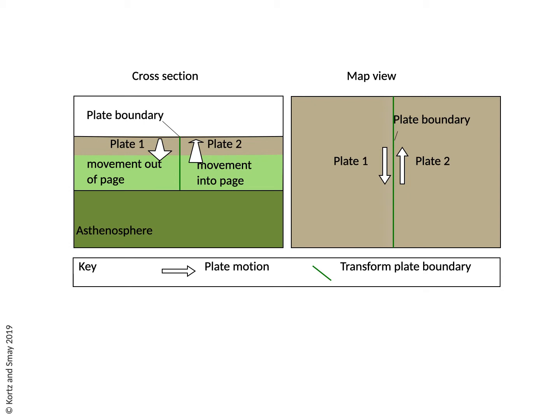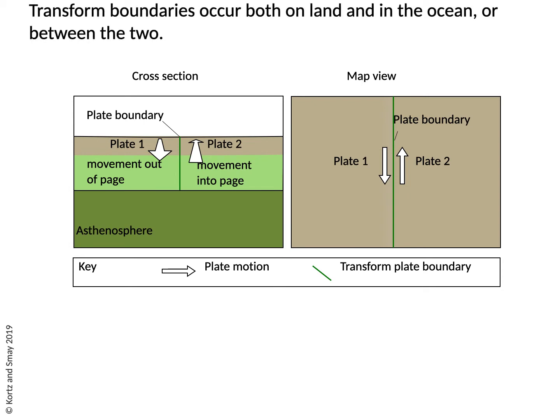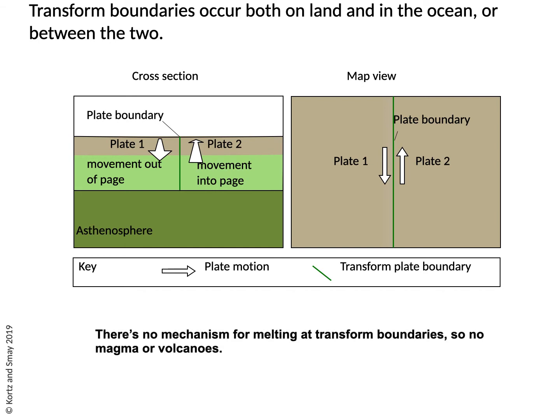Transform boundaries occur both on land and in the ocean or between the two. Unlike divergent and convergent boundaries, these really can occur anywhere between any types of crust that characterize the type of plate that's there, the type of lithosphere. There's no mechanism for melting at transform boundaries, so there's no magma produced or volcanoes. And hopefully you're noticing that in the cross-section, there's no blips of red or orange the way there are in the other two plate boundary diagrams, at least for some types of those plate boundaries.